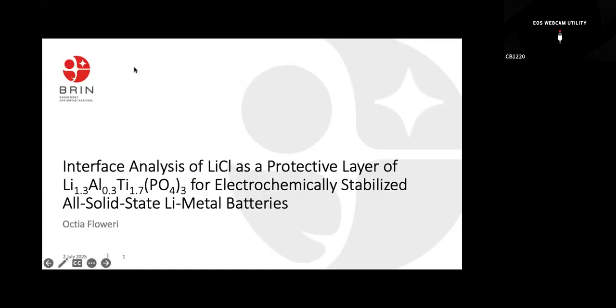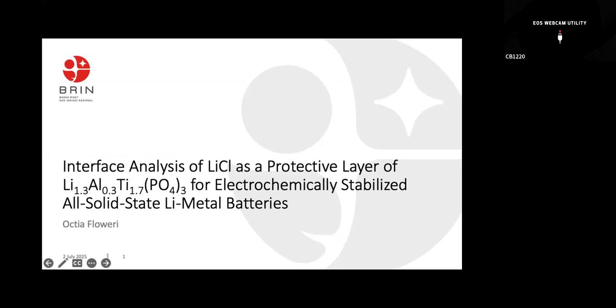Okay, so now welcome everyone back to our last talk, which will be given by Dr. Oktia Fowley. So Dr. Oktia, could you start? Yes. Okay, thank you. What you see in the Zoom is correct? Yes. Okay.